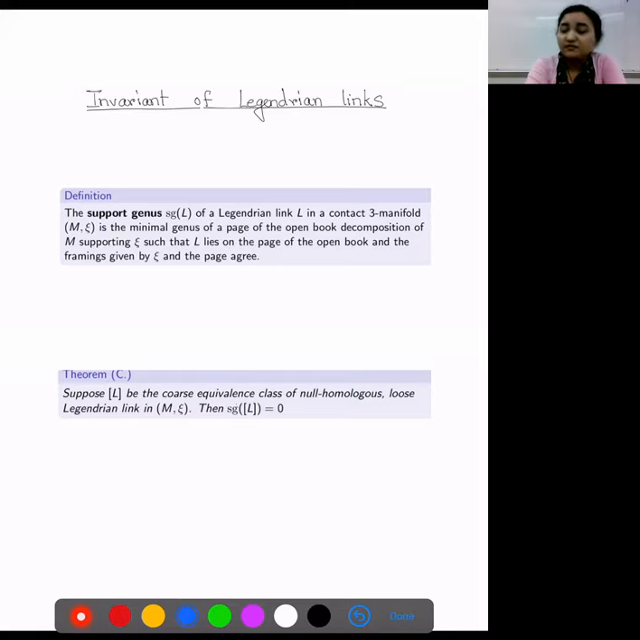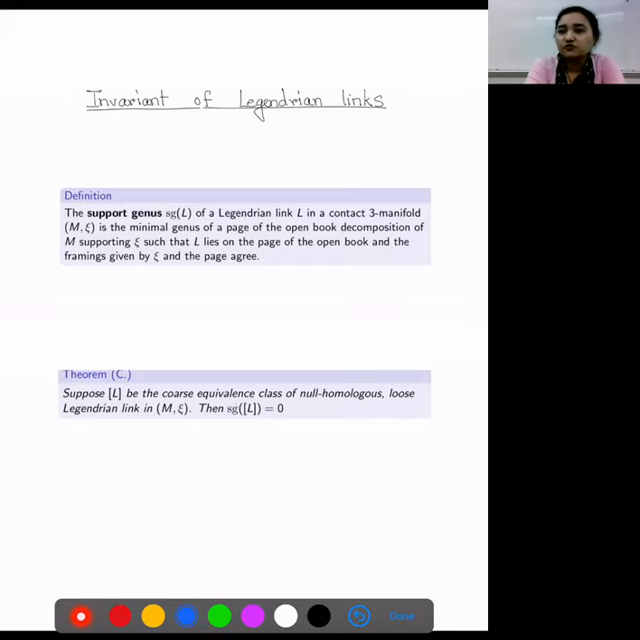Suppose we have the coarse equivalence class of a null homologous loose Legendrian link, then the support genus vanishes basically. So if it's loose, then it can always be put on a planar page. Okay, how does the proof work? Again, I'll give you just the main idea.